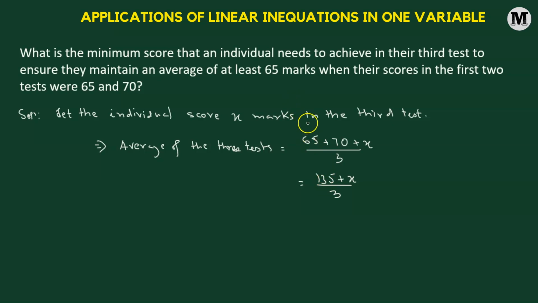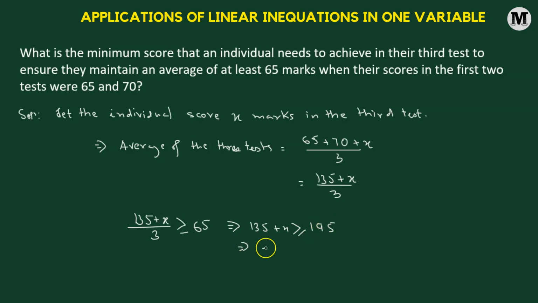Now it's given here that we need the minimum value of X such that the average becomes at least 65. That means for the average to be at least 65, the average (135 + X) / 3 must be greater than or equal to 65. So that means we now have 135 + X is greater than or equal to 195.